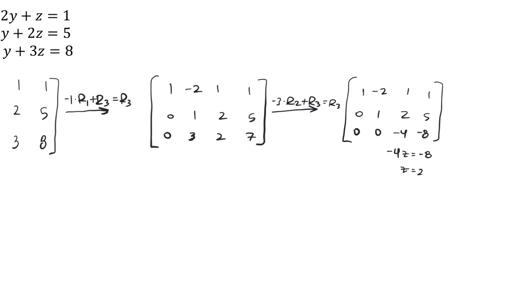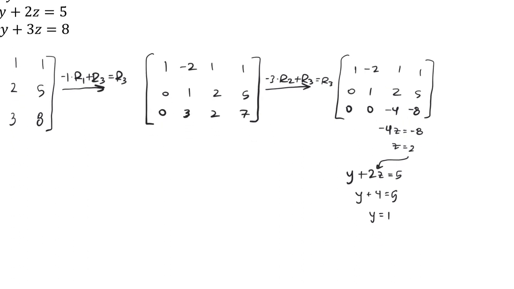If we use the middle equation, or the middle row rather, this represents the equation 1y plus 2z equals 5. So 1y plus 2z equals 5. If we substitute 2 for z, we get y plus 4 equals 5, or y equals 1.